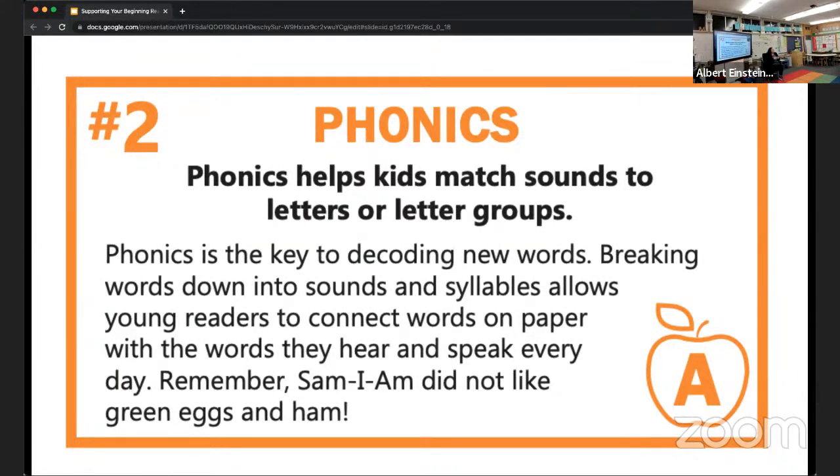Until they understand that concept, they really can't read yet, because that's kind of the code. That's what we call the alphabetic code. They have to understand that there's a code to reading, and it's based on the sounds that go with the letters. So that's basically what phonics is. Any questions so far? Okay, we'll go to the next one.